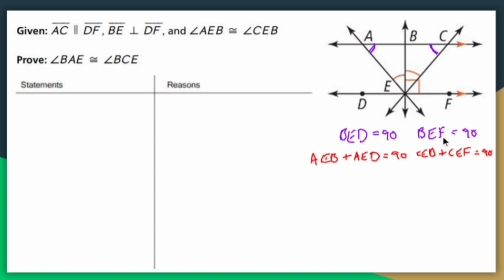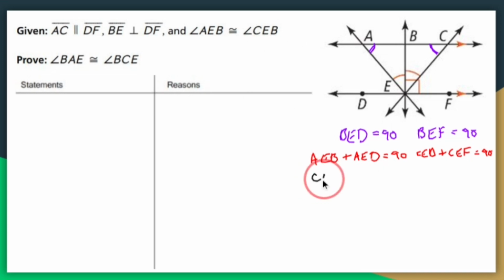Angle addition postulate. What do I know? I know that these guys are the same. So why don't I just take one of them and replace it? Why don't I take this AEB and replace it with CEB?